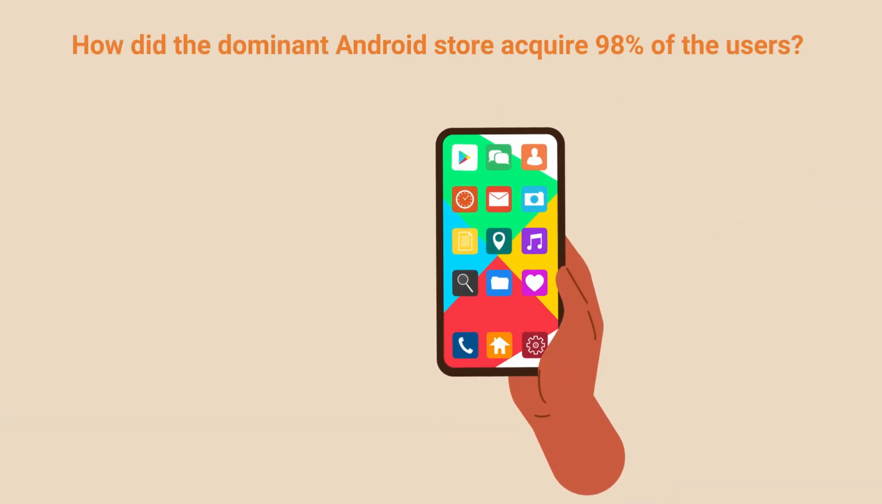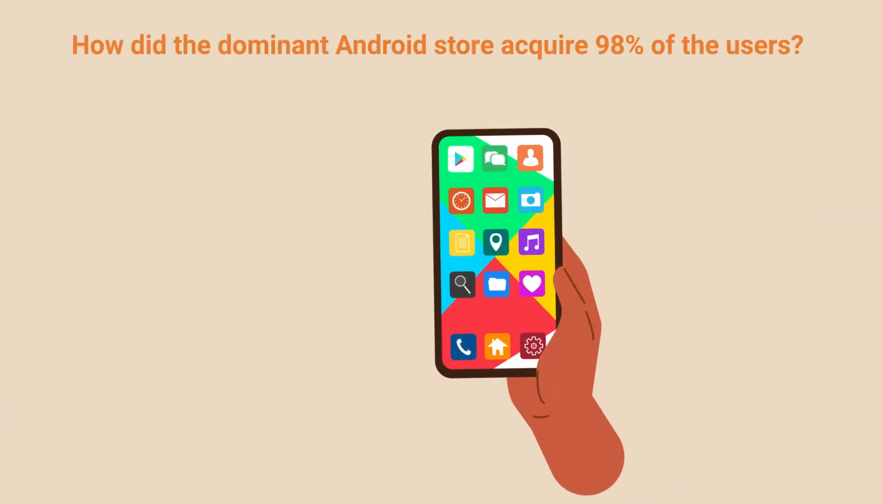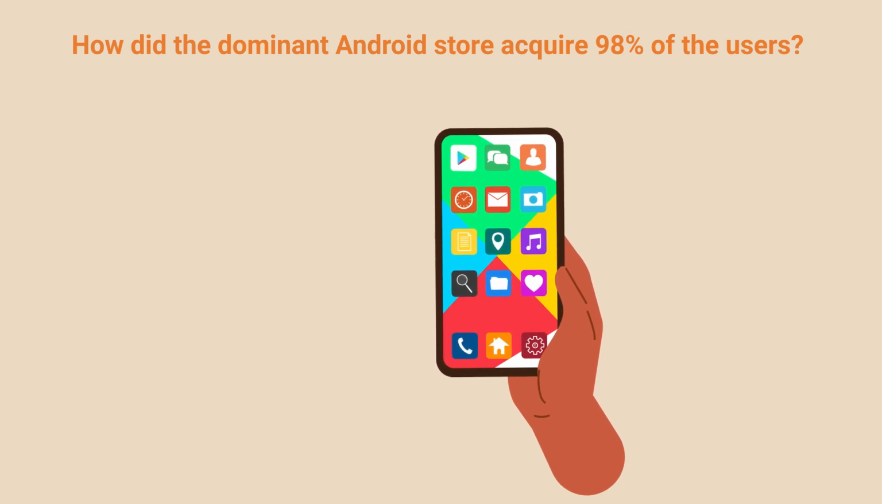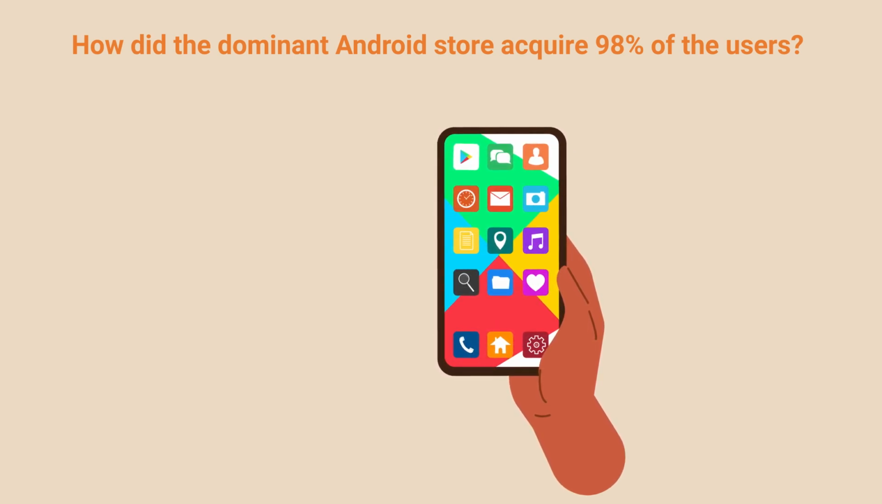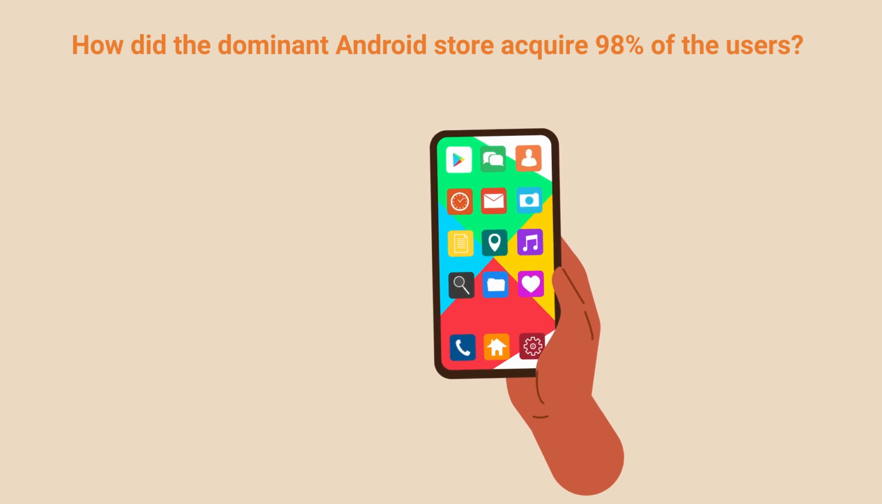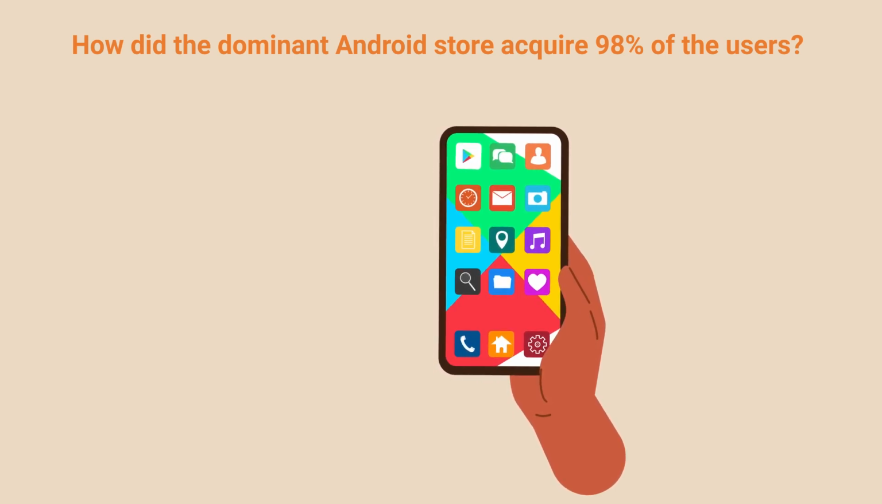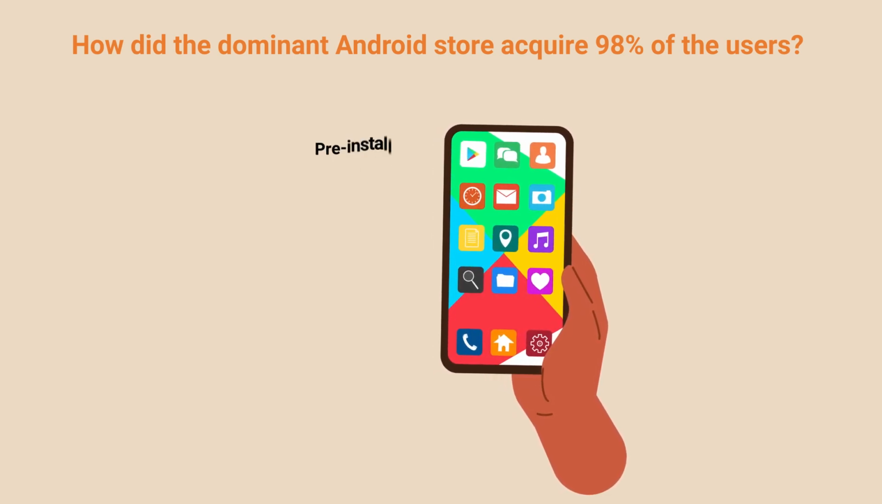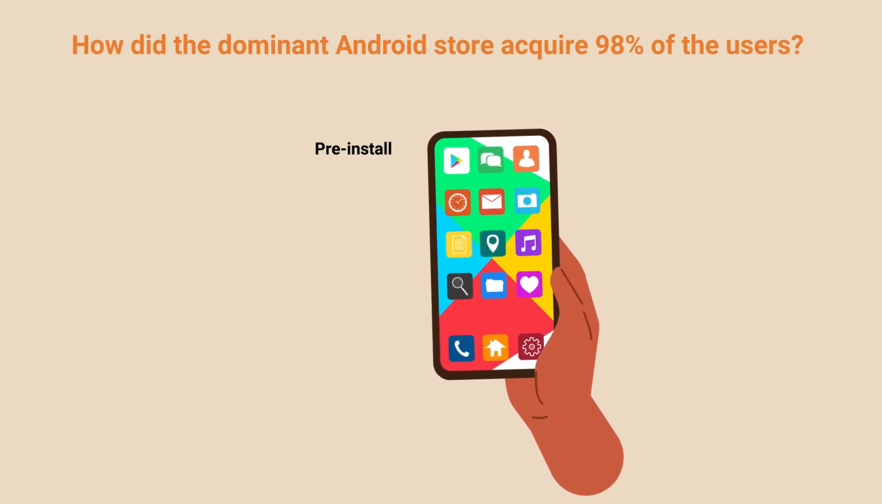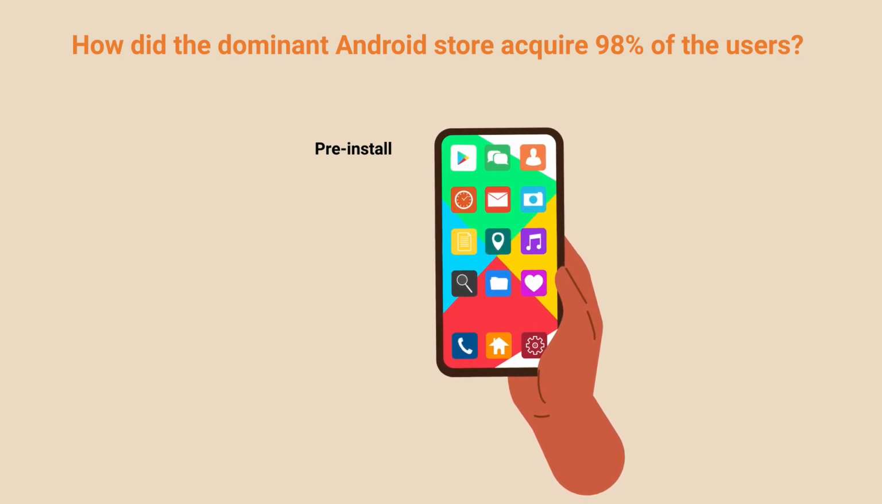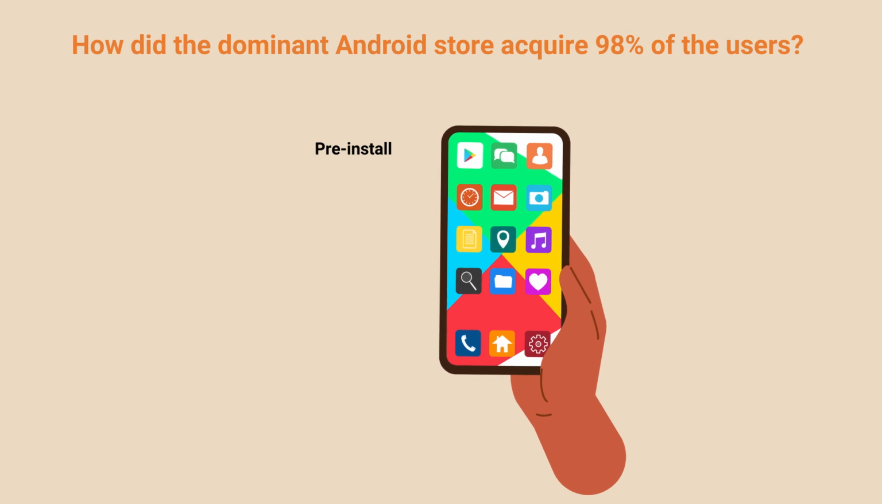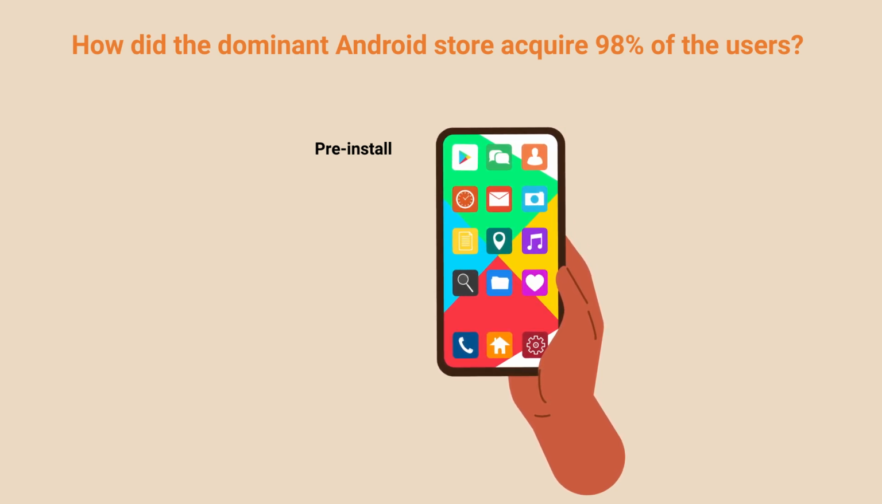The question we could ask ourselves is, how did the Google Play Store acquire 98% of all the users? What did they do exceptionally better than the other app stores? Well, first of all, the only way to access that dominant app store is as a pre-install. Remember that this store has access to the 100% of all the apps in the market, whereas rival stores lack the 84% of those apps.